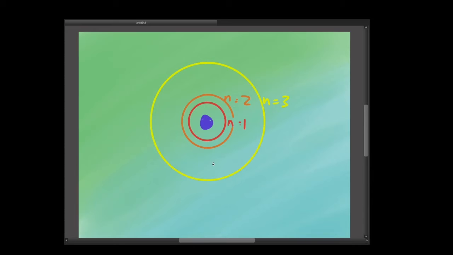Let's take an example. An atom has 3 electron shells. Predict the maximum number of electrons the third shell can hold. Pause the video to solve the question and resume it once you're done.